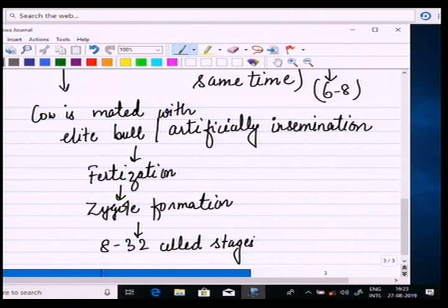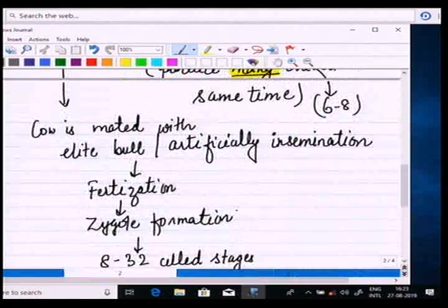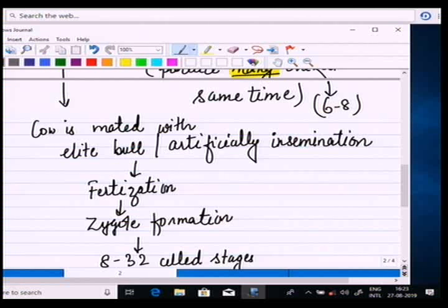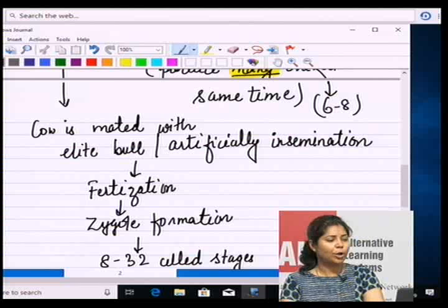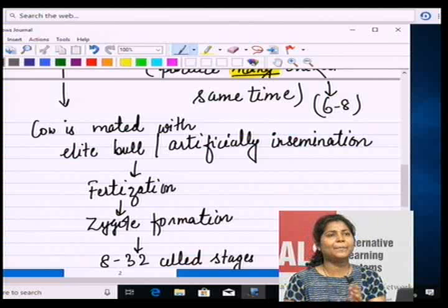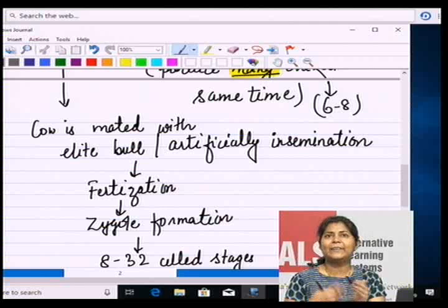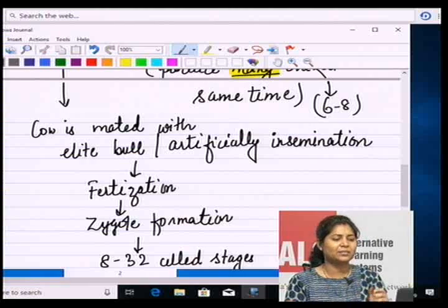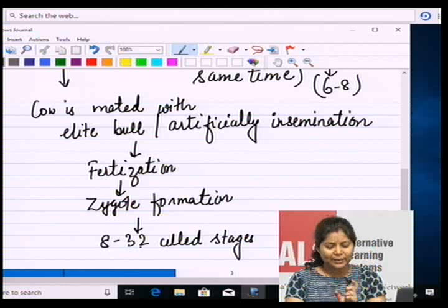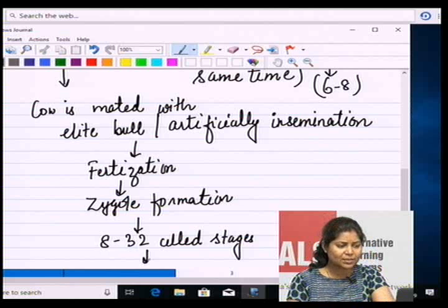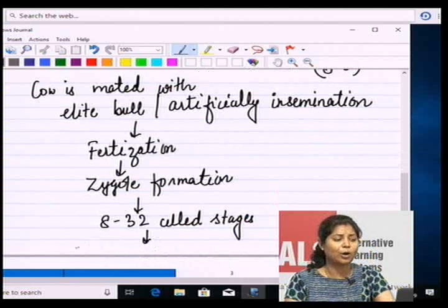And so when ovum is produced in the number of 6 to 8, you will be having many zygotes. Many means 6 to 8 zygotes. Now all those zygotes will start development. We have seen all these things in human reproduction. They start to divide and the cell number increases. So the 8 to 32 cell stage will be isolated, recovered non-surgically. So we are not going to sacrifice the cow for the same.